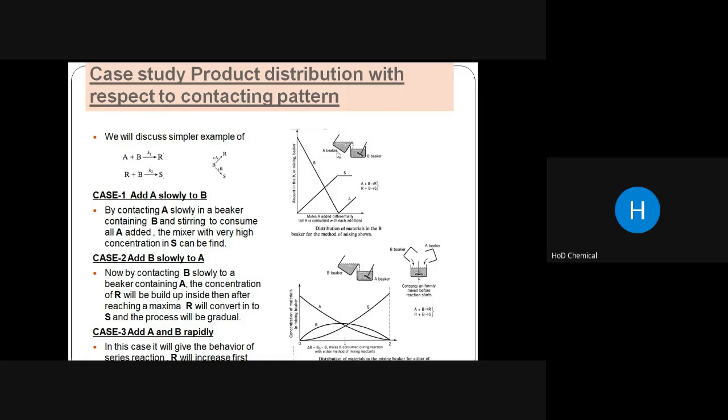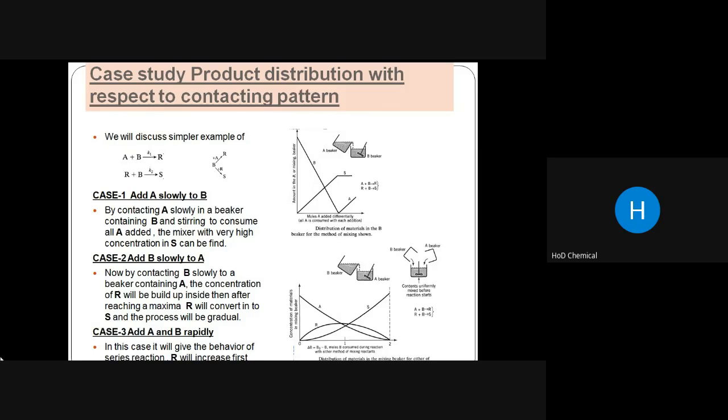So from this case one, the contacting pattern, the mixing can be very high, because here one reactant is constant. Okay, and another reactant can be added in limiting manner. So that is why here the mixing can take place uniformly, and the concentration also we can obtain at a higher rate.